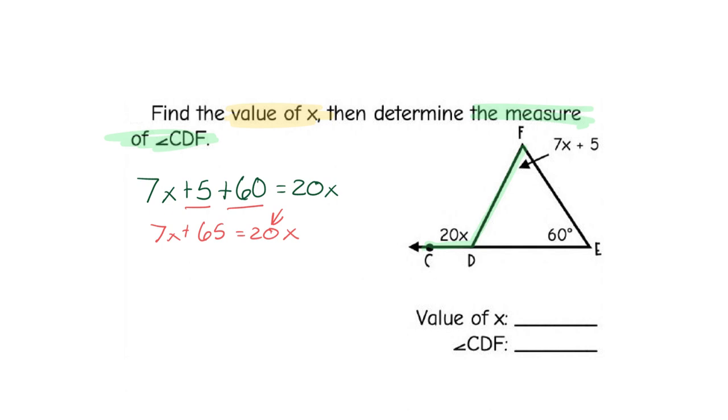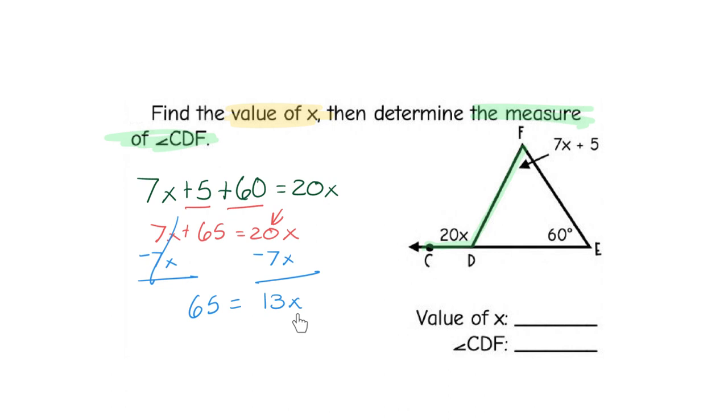Now I need to get my variable terms, so the number with a variable, to one side of the equation. And since I only have a variable term over here, I'm going to move this one over. So I have 7x, that is a positive, 7 is positive. So in order to move it to the other side, I need to subtract 7x from both sides. That will cancel that out here, leaving me 65. And 20 minus 7 leaves me 13x.